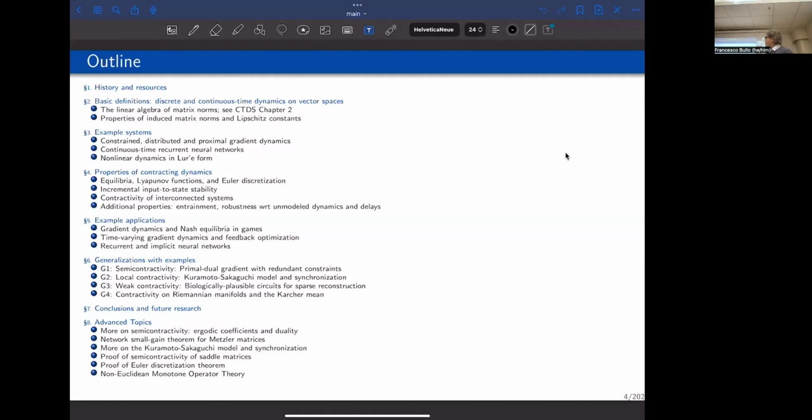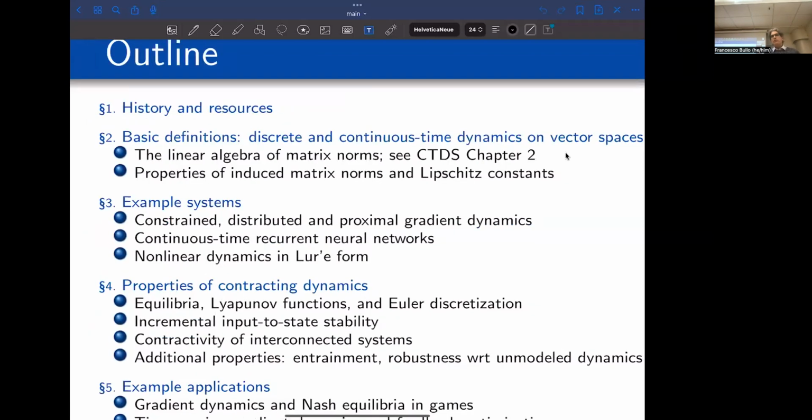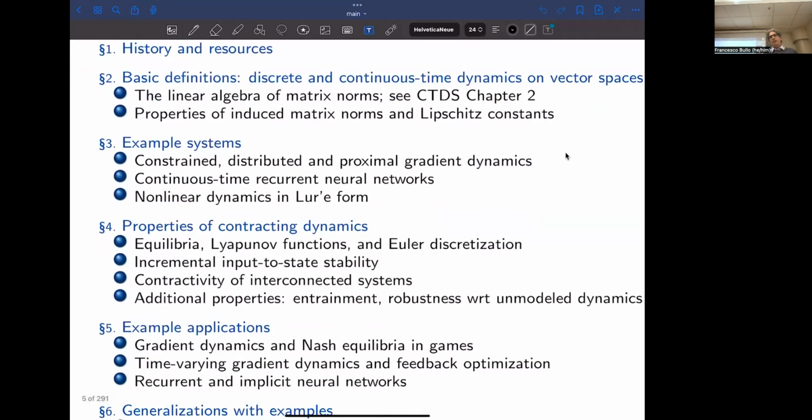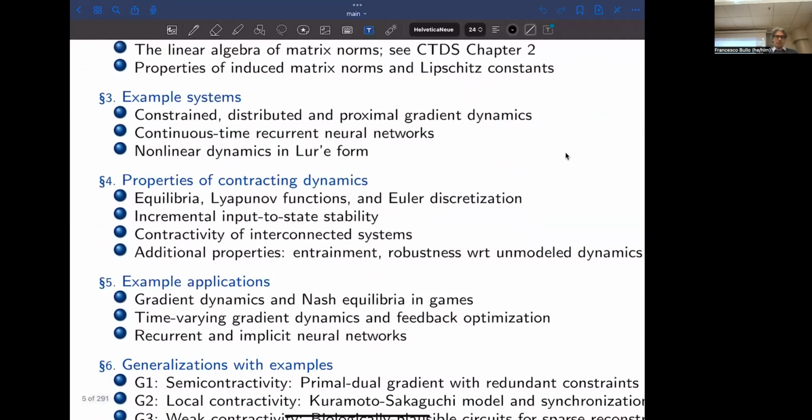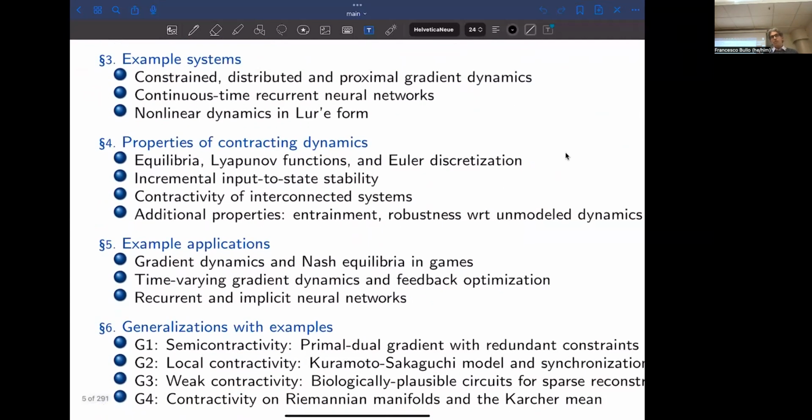All right, so I have here for you the outline, which I wish to quickly review. So we reviewed the history. We did the basic definition on a vector space. I hinted at the fact that there's a lot more linear algebra in chapter 2, which is useful, that I did not cover. We looked at the first batch of example systems, including various types of gradients, including proximal gradients, which is a generalization of projected gradient. We did some neural networks, Lur'e forms.